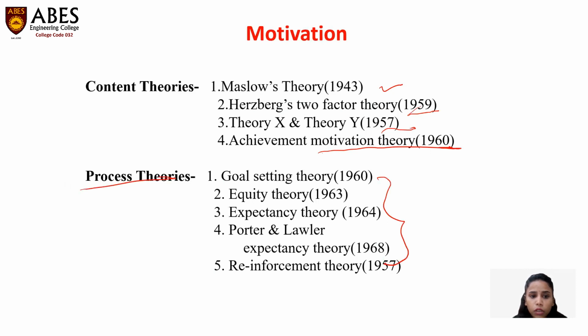These come under process theory also: the goal-setting theory, that's 1960; equity theory, this is 1965; expectancy theory, 1964; Porter and Lawler expectancy theory, 1968; and reinforcement theory, 1957.